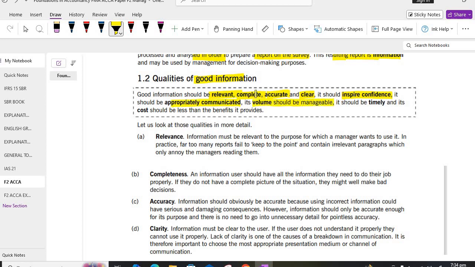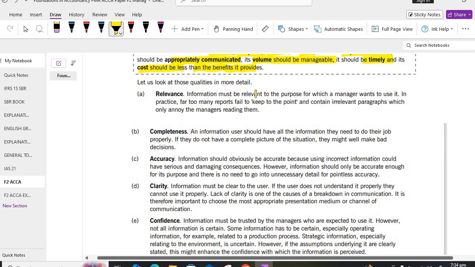Its volume should be manageable, it should be timely, and it should cost less than the benefit it provided. What do we mean by relevance? Relevance means that information should be relevant for the purpose for which the manager or the user wants it.